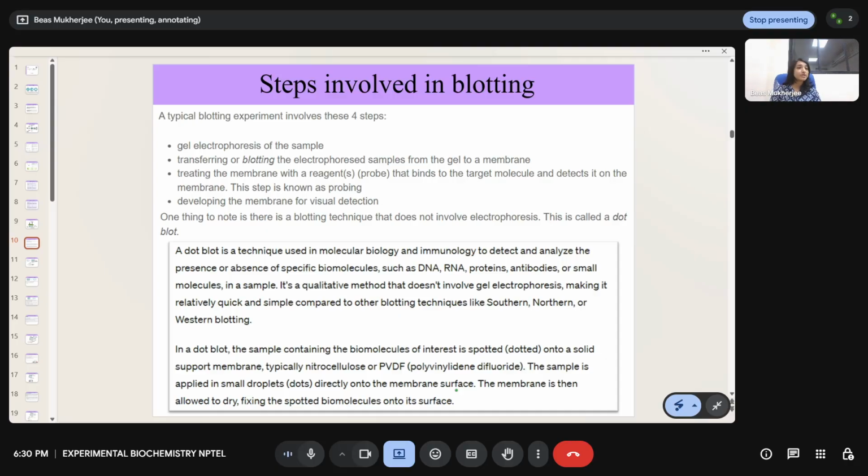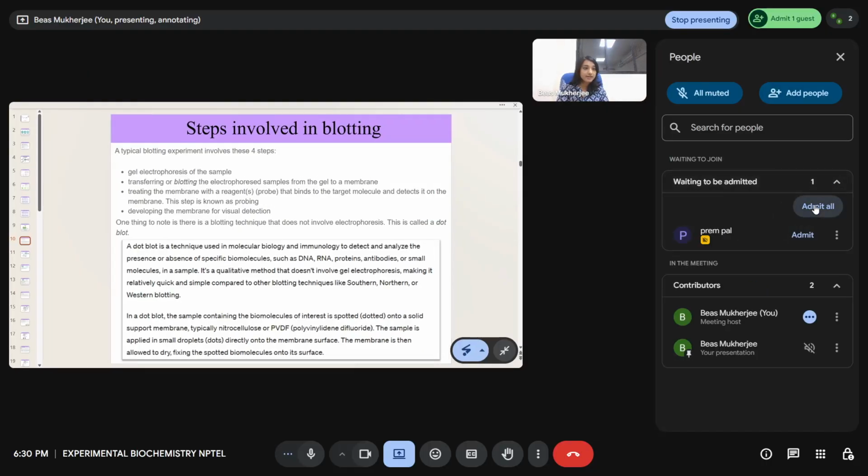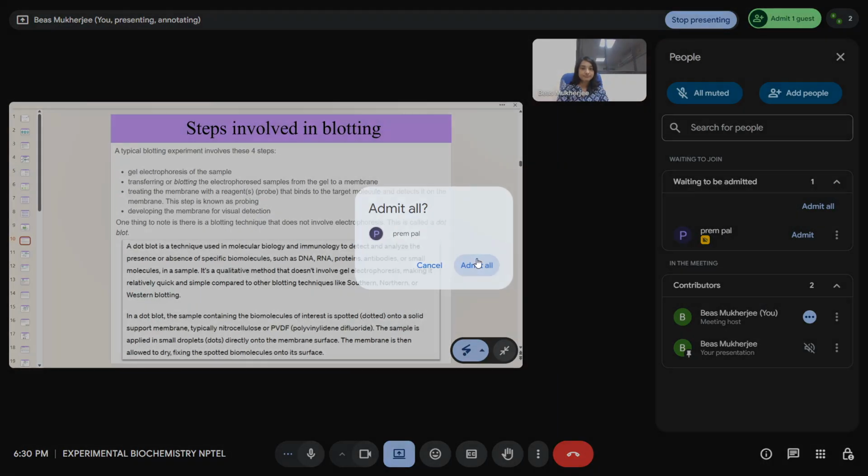One thing to note here is that the blotting technique does not involve electrophoresis. This is called dot blot. So the blotting technique, okay.